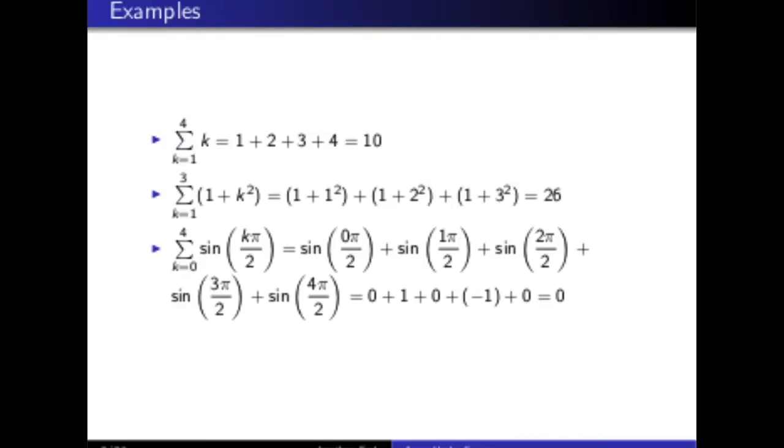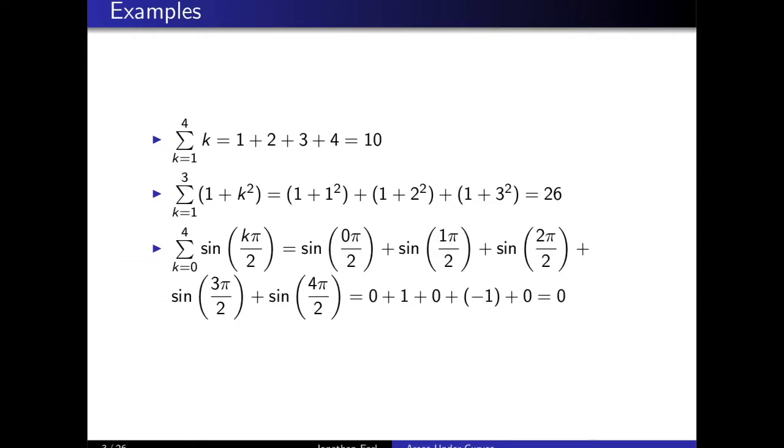But there is no requirement that we keep everything the same. So for example, we could take the sum from k equals 1 to 4 of k. So when k equals 1, we have 1. When k equals 2, we have 2. When k equals 3, we have 3. And when k equals 4, we have 4. So we add up 1 plus 2 plus 3 plus 4, and we get 10.